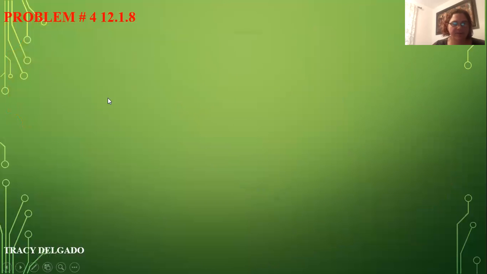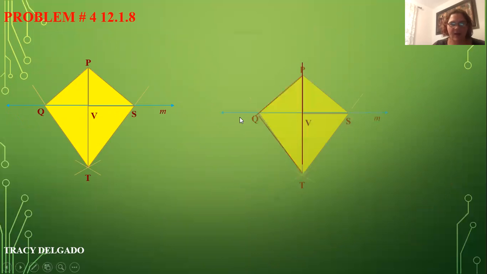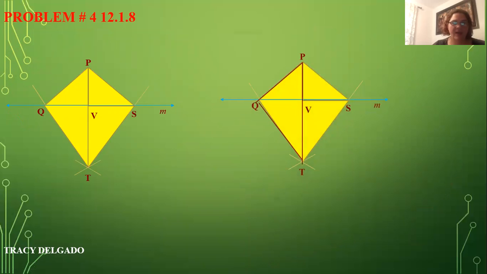And on our next one, here's our shapes. It looks like a kite to me. And we're supposed to demonstrate why triangle QPT is congruent with triangle SPT. Well, if you look at them, if you were going to take PQT and then SPT, you see that they are congruent with each other. They will reflect. If you, like I said before, if you folded this in half, they would be totally even. They would match all together.